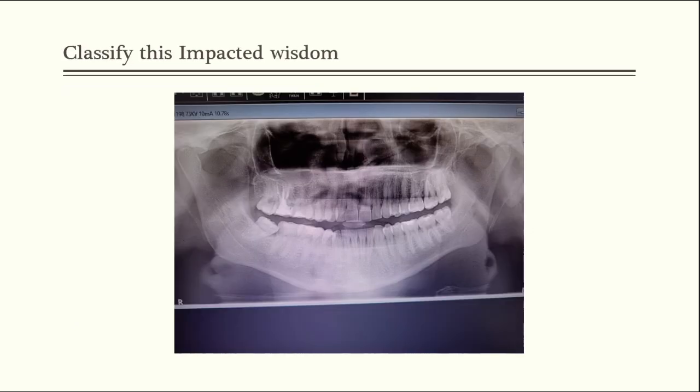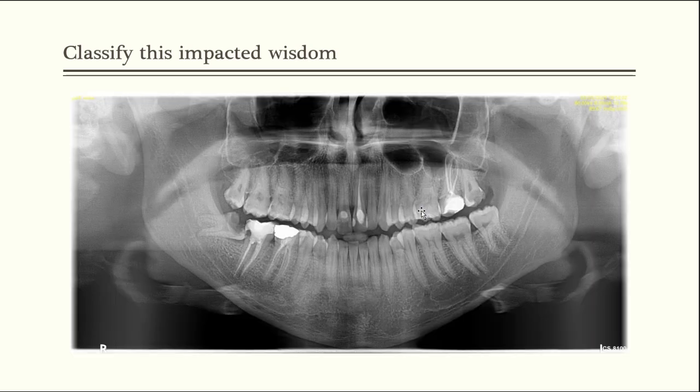Now here we have an X-ray. What type of impaction do we have here? Mesioangular, and this is vertical. Here horizontal, vertical. So we can have different impactions in the same patient.